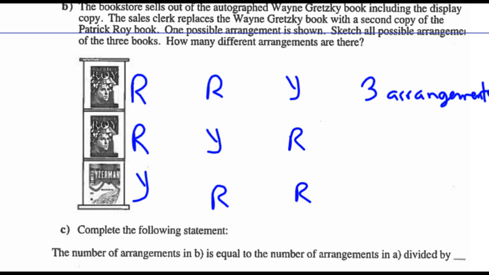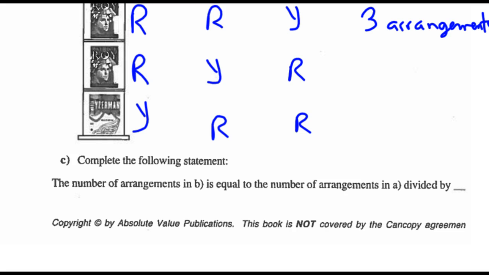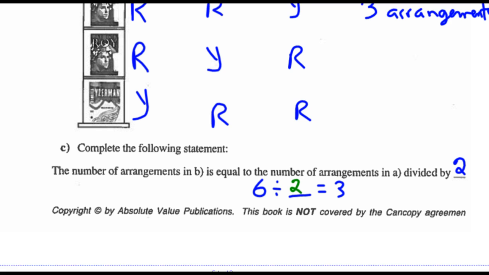All right. So complete the following statement. The number of arrangements in B is equal to the number of arrangements in A divided by 2. Right? 6 divided by what is going to equal 3? Well, that's pretty straightforward. 6 divided by 2 is 3.